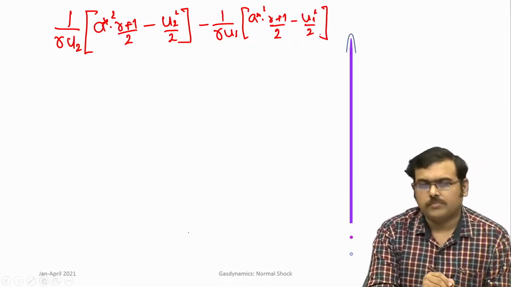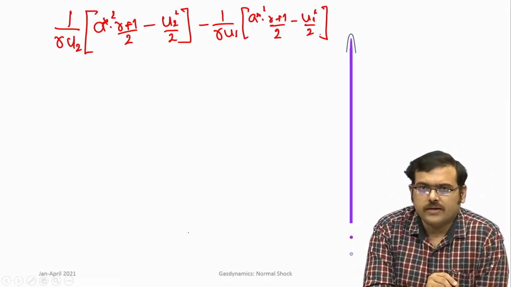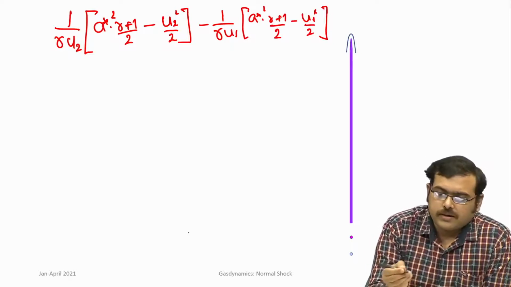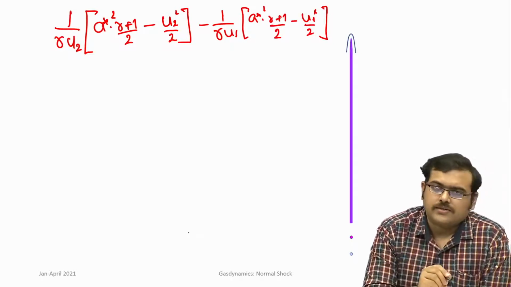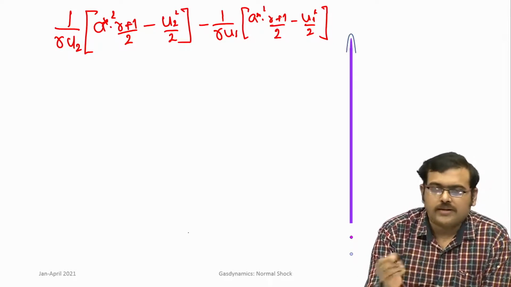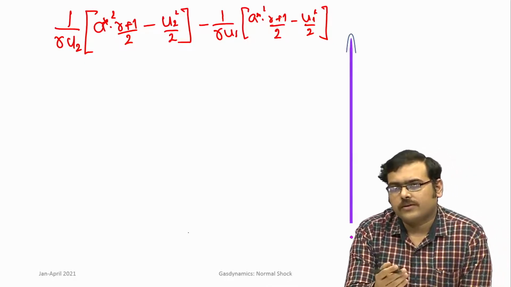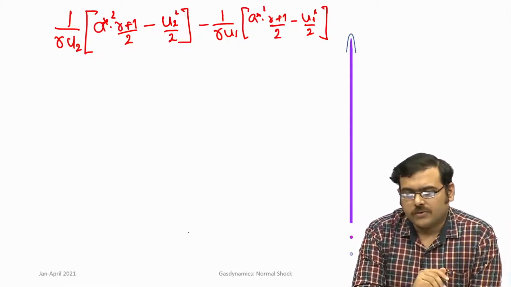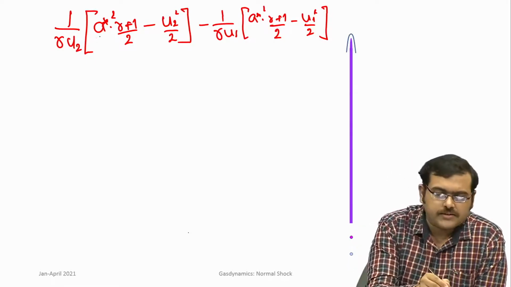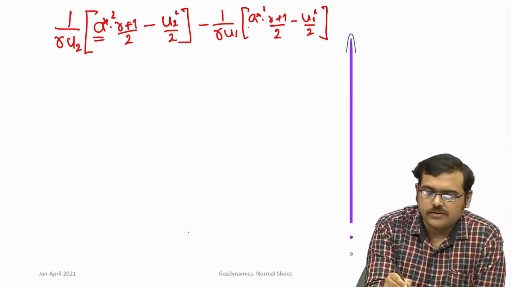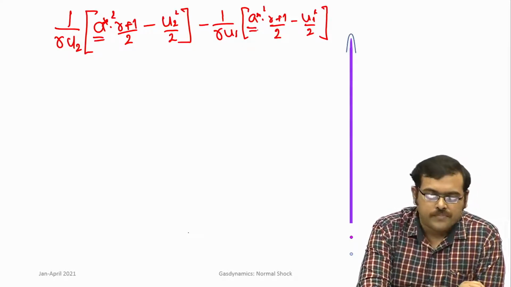Now the principle being used here is this is an adiabatic flow. For an adiabatic flow the sonic state remains the same. So a star remains the same for both upstream and downstream flows. So this a star is constant across the shock.